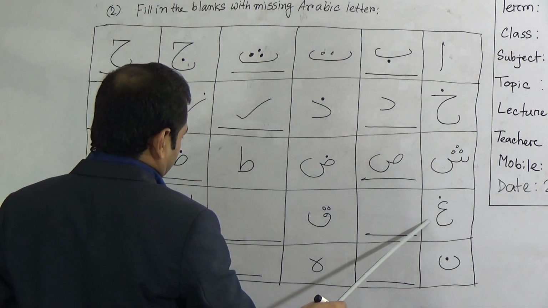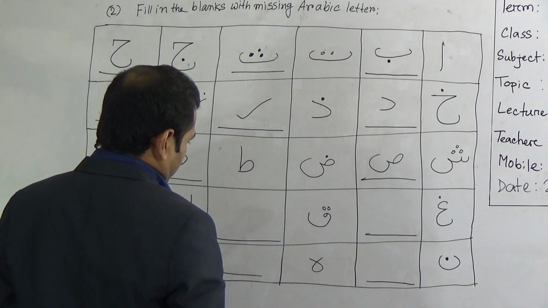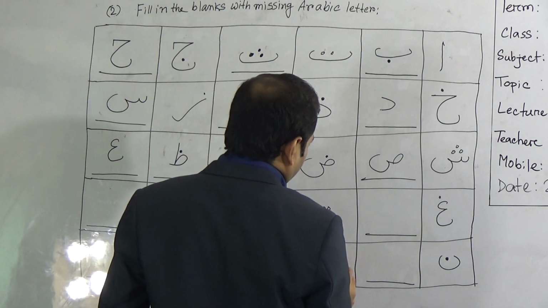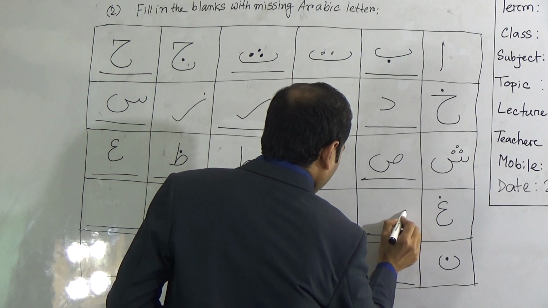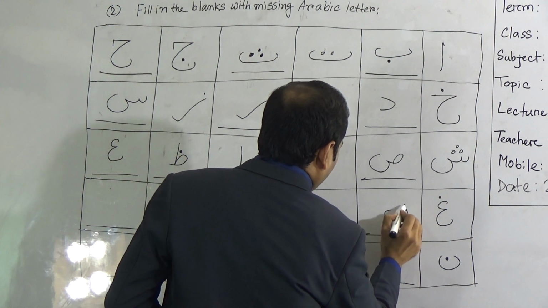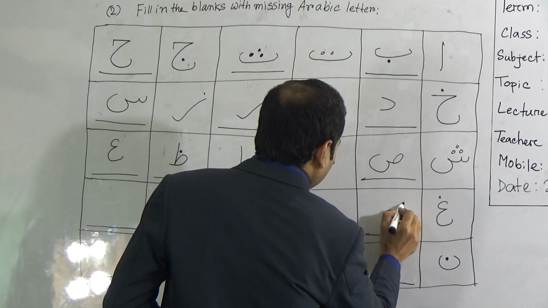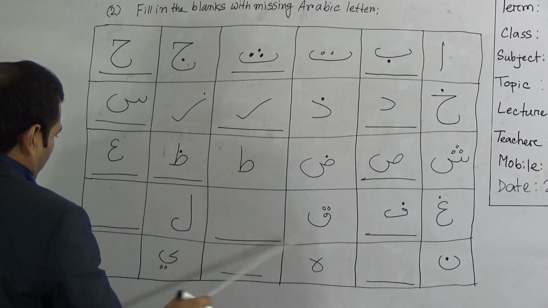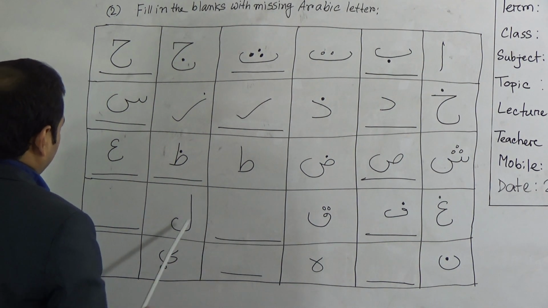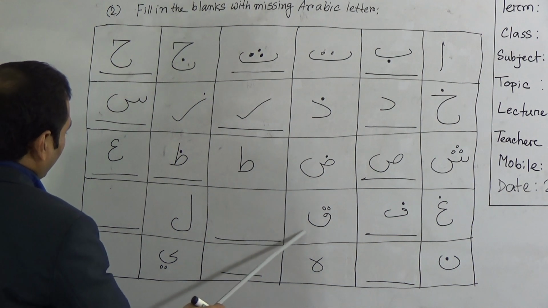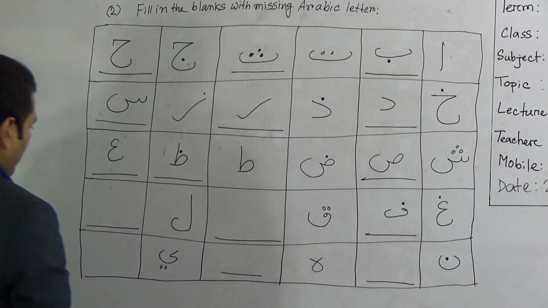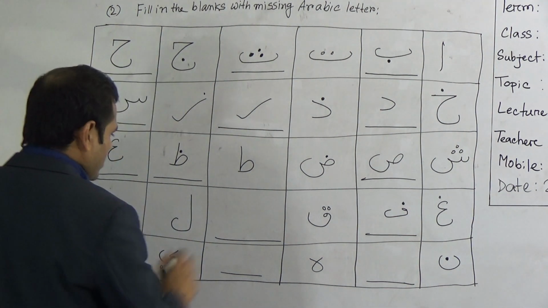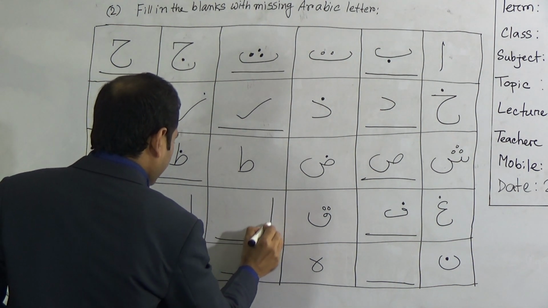Now ghain is given. So after ghain, which letter comes? Fa. Fa will come after ghain. So here we will write fa. Now qaf is given. After qaf, it is a gap, and here lam is given. So between qaf and lam, which letter comes? Kaf. The answer will be kaf. So here we will write kaf.